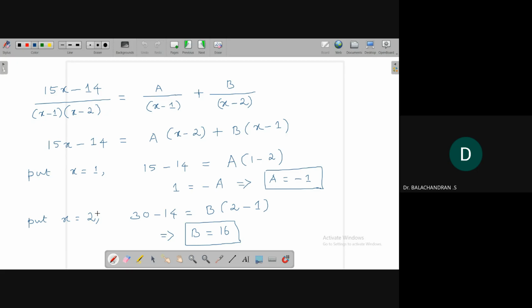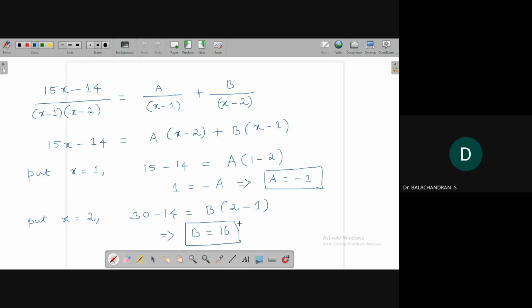So what is the left side? 15 into 2, 30 minus 14, which is equal to 0. b into 2 minus 1, so b is equal to 16. So we got a and b.